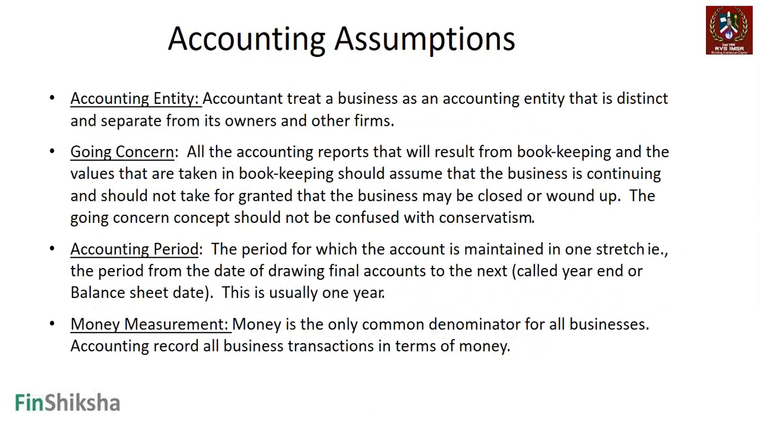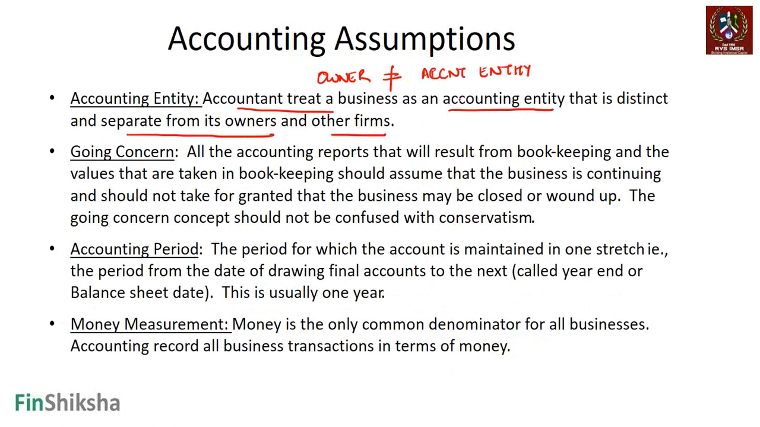There are certain assumptions also that come in when you are building the accounting system for a firm. The first one, we have discussed it earlier, is the accounting entity. The accountants treat a business as an accounting entity, and this is separate from its owners and other firms. So the owner is not the same as the accounting entity.